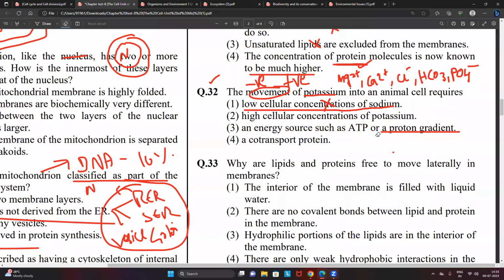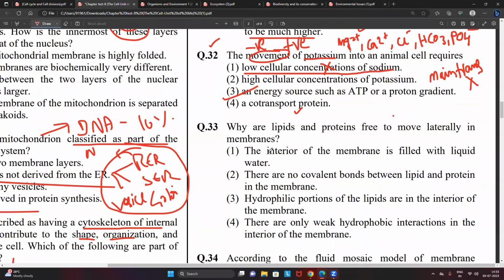Now you have to ask me a good question. Sir, then when do we use the co-transporter? That's a very, very good question. You use the co-transporter when the major transporters got mutated. When the main transporters got blocked or mutated, then only we use the co-transporter. Otherwise, we don't use that. Hence, the correct answer is 3.